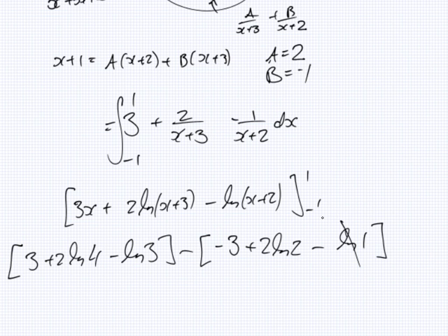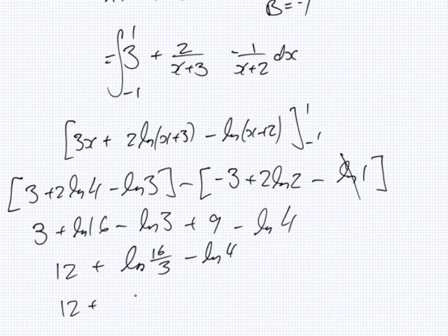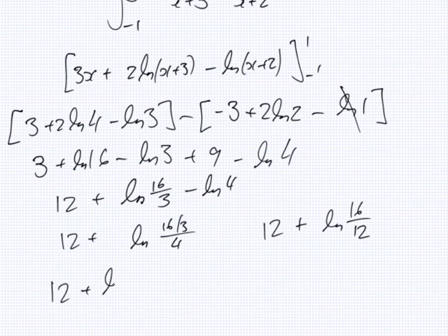Log 1 is 0. This will be 3 plus log 16 minus log 3 plus 9 minus log 4. This will be 12 plus log, this is 16 over 3 minus log 4. So this is 12 plus log 16 over 3 over 4, which is 12 plus log 16 over 12, which is 12 plus log 8 over 4 over 3. Divide by 4. Yes. Which is the answer.